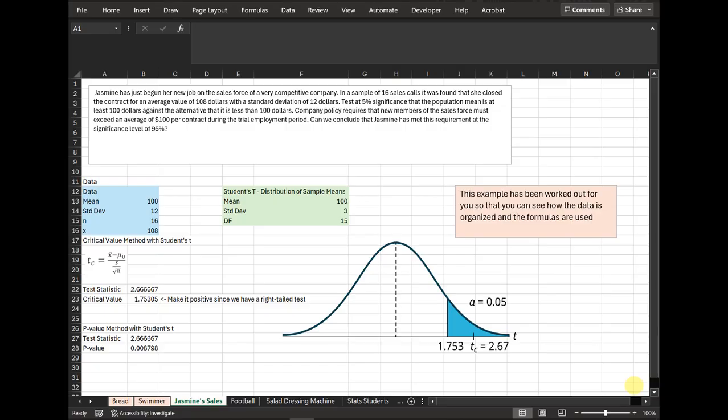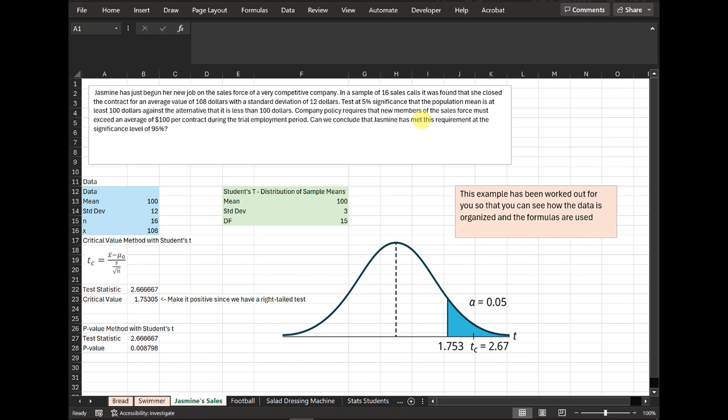Okay, so we have that Jasmine has just begun her new job, and in a sample of 16 sales calls, it was found that she closed the contract for an average value of $108 with a standard deviation of $12. Test at 5% significance that the population mean is at least $100 against the alternative that it is less than $100. So, company policy requires that new members of the sales force must exceed an average of $100 per contract during the employment period. Can we conclude that Jasmine has met the requirement at the significance level of 95%?